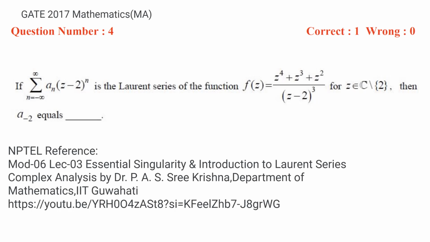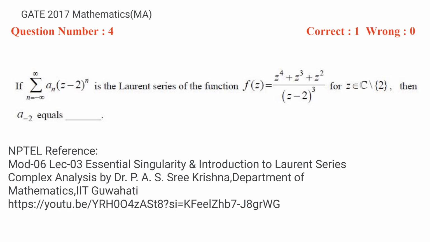The problem is from GATE 2017 mathematics paper, question number 4. The problem given is, if the series summation n equal to minus infinity to plus infinity, a_n times (z minus 2) to the power of n is the Laurent series of the function f of z equals z to the power of 4 plus z cube plus z square divided by (z minus 2) whole cube, where z belongs to C minus the singleton set {2}, then a_{-2} equals.